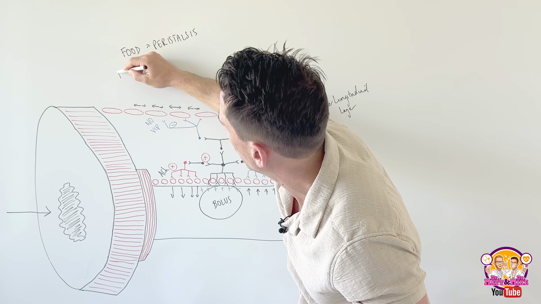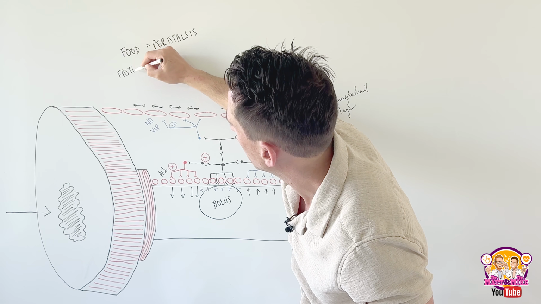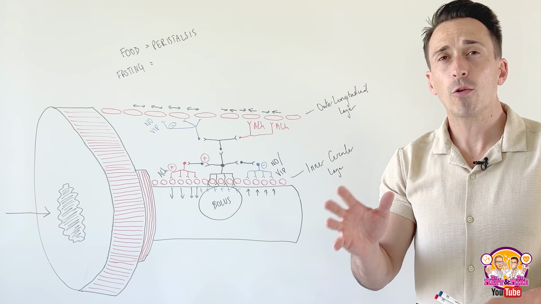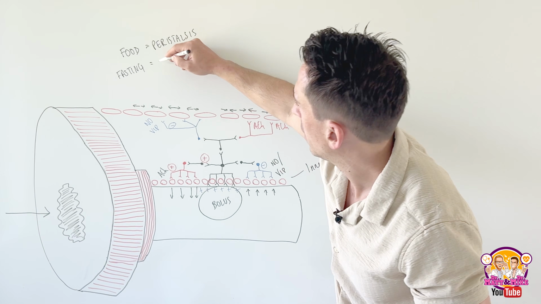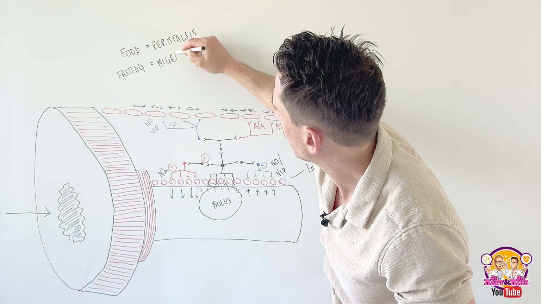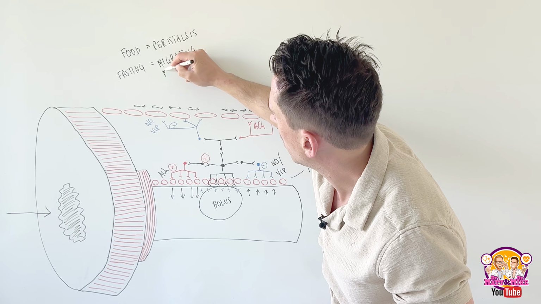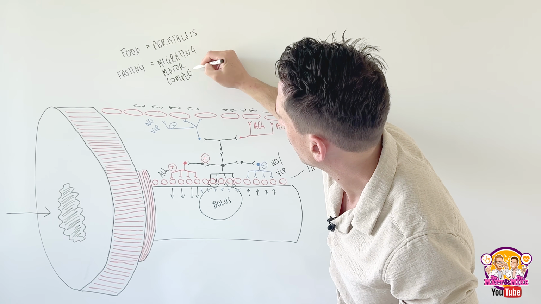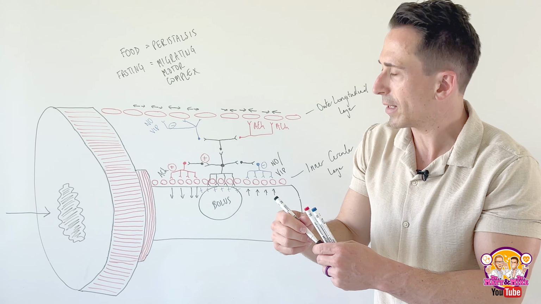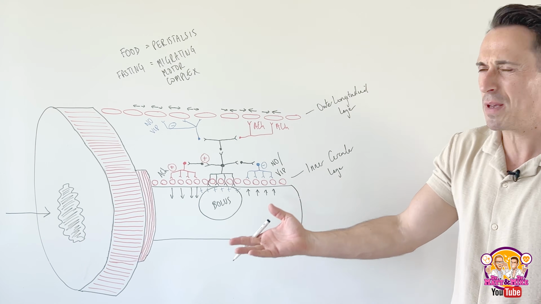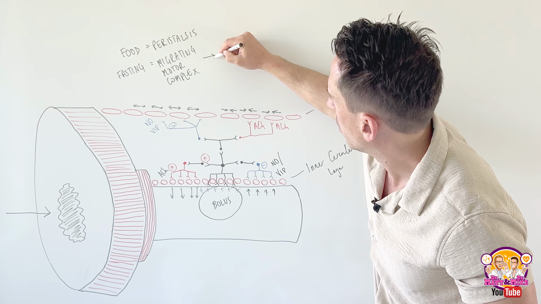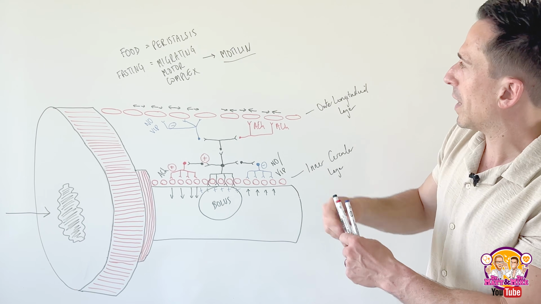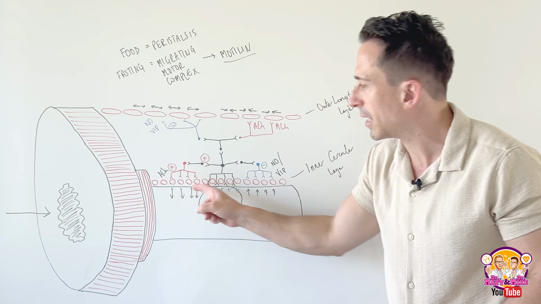When there is no food, so during fasting, we call this the migrating motor complex. Now, the migrating motor complex, you might be thinking, but there's no food, so what stimulates this? Well, an important chemical called motilin. And what motilin will do is it will act similar to acetylcholine and stimulate these muscles.